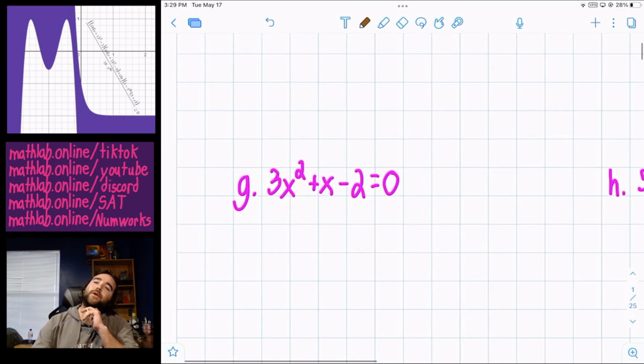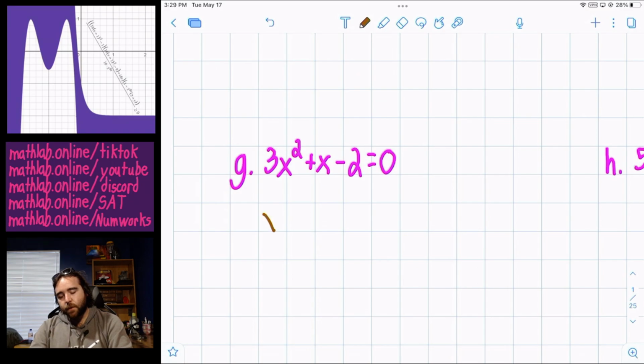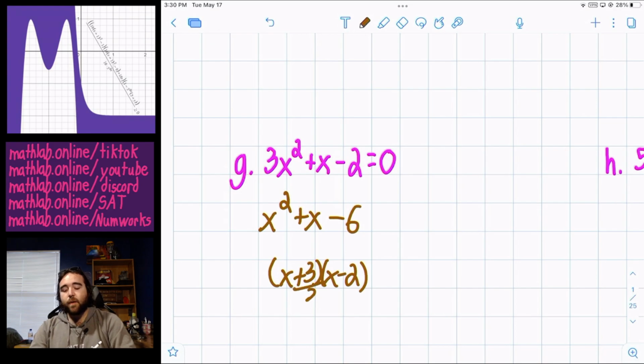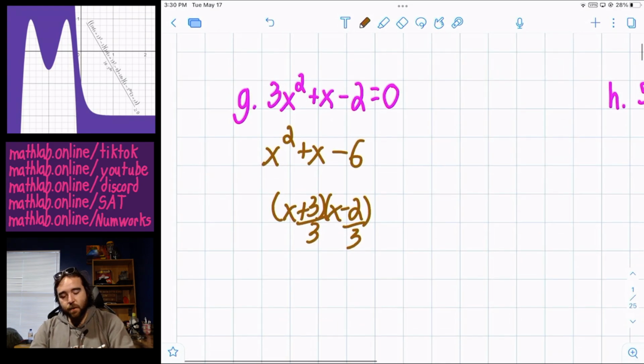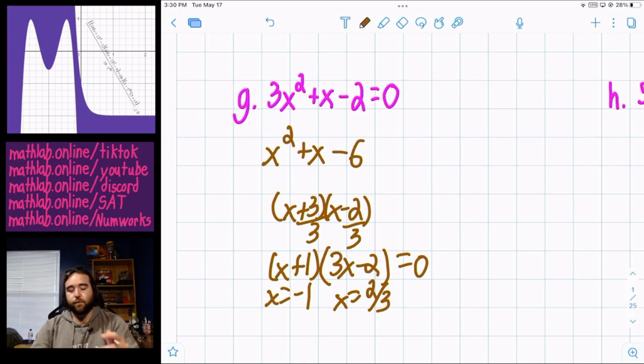All right, we're going to factor if we can. We can. So we're going to factor with the Richard method. So x squared plus x minus 6. You factor as normal, x plus 3, x minus 2, and you divide by 3. You cancel when you can, and you move to the front if you cannot. So it's x equals 2/3, and x equals -1.